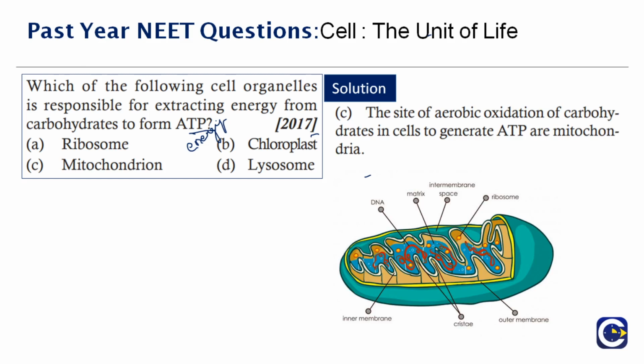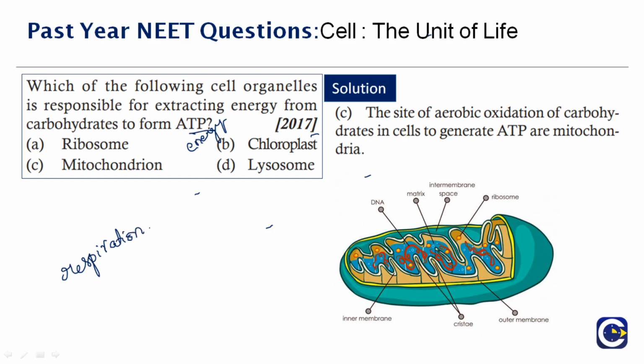So this is how the internal structure of the mitochondria will be. It will have a matrix, intermediate space, ribosome, inner membrane, cristae. Cristae are the foldings. Outer membrane, inner membrane. So the mitochondria is also called the energy factory of the cell, and this ATP production by mitochondria is done by the process of respiration.